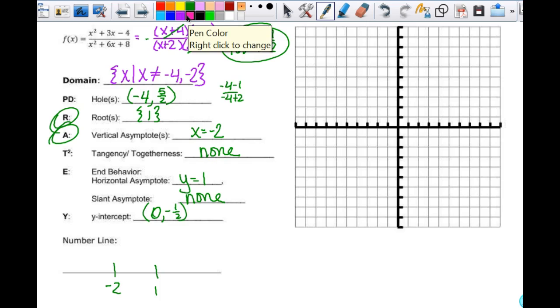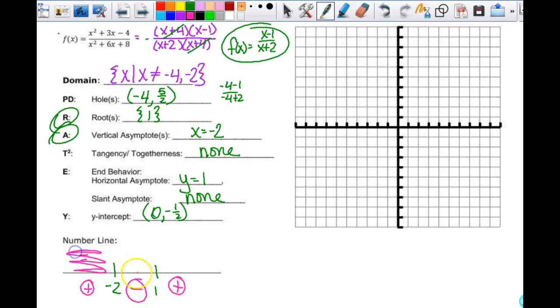So I'll try -3. Substitute -3 into here. It's going to give me negative over negative, which is positive. There's no tangency or togetherness, so they alternate: positive here, negative here, positive here.